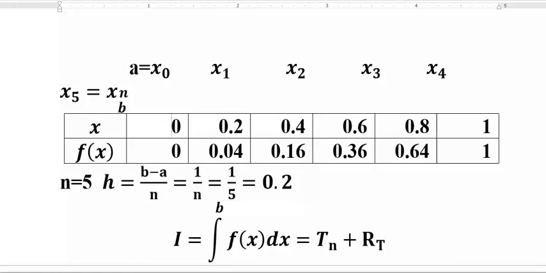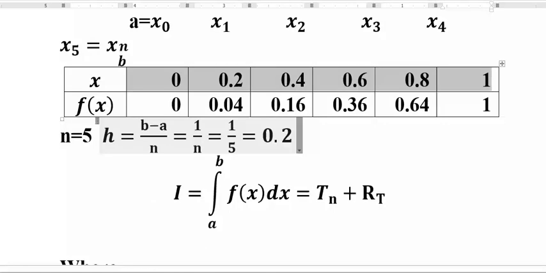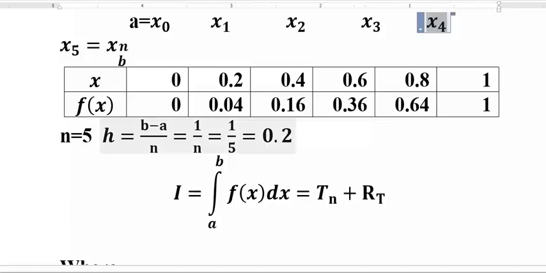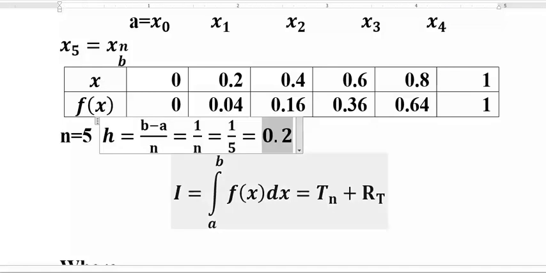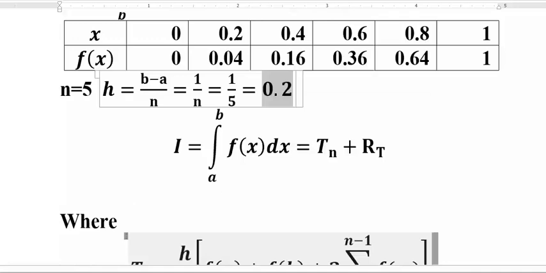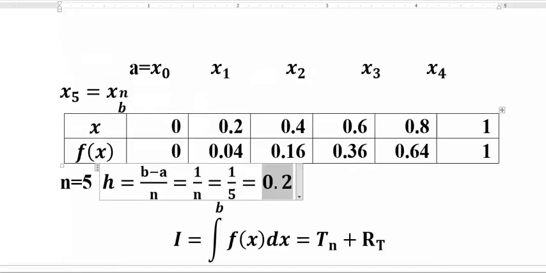What is the number of points in this table, please? How many points in this table? 6 points, and we name them x0, x1, x2, x3, x4, and x5. So it is 1 over n, so 1 over 5, and the result is 0.2. Here is h. But Doctor, where is b in the table? The first point is a, and the last point is b.